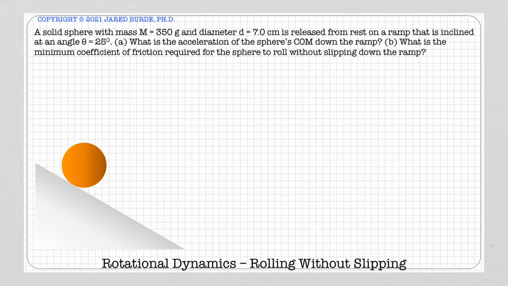Here's one of our keywords that we are looking for. If we are talking about a coefficient of friction, that is related to force. We're trying to find acceleration, which is also related to force. And so we should be thinking of Newton's second law, F equals ma. But since we have a sphere here, we're talking about rolling without slipping. We also need to be considering the torque aspect.